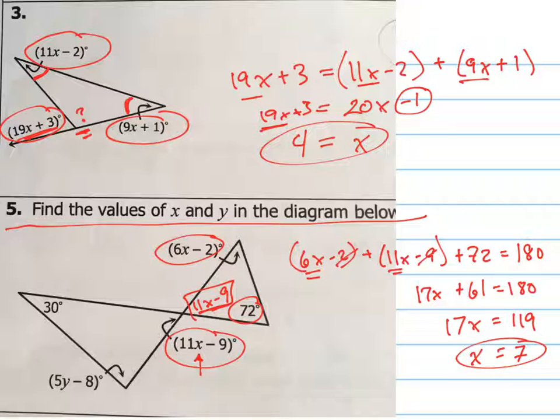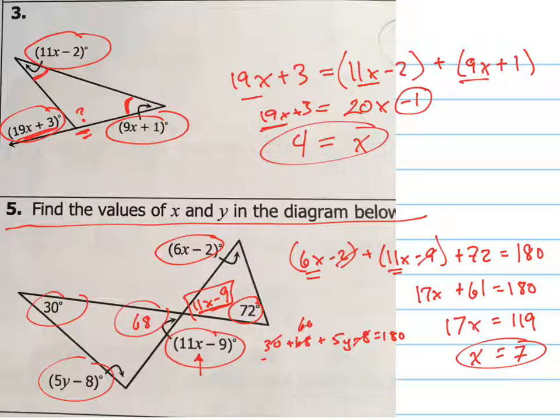So that's 68, plus 30, plus 5y minus 8, and these add up to 180. Okay, good. 30 plus 68 plus 5y minus 8 equals 180. And then just do the math there. So that's 90. So 5y equals 90. So y equals 18. That was easy. And there are your two answers.